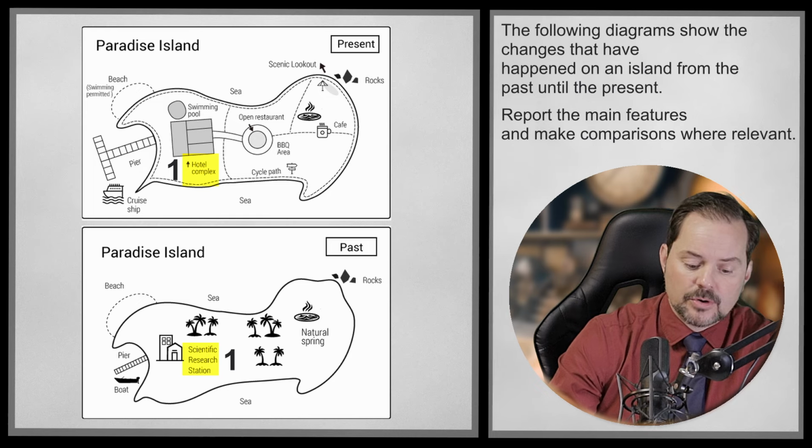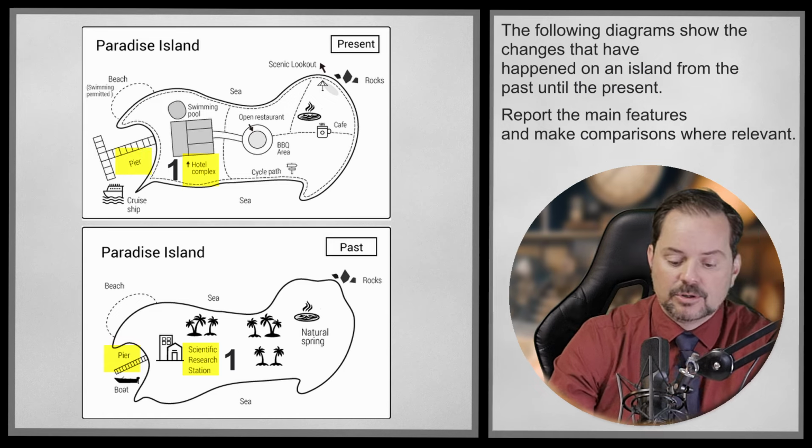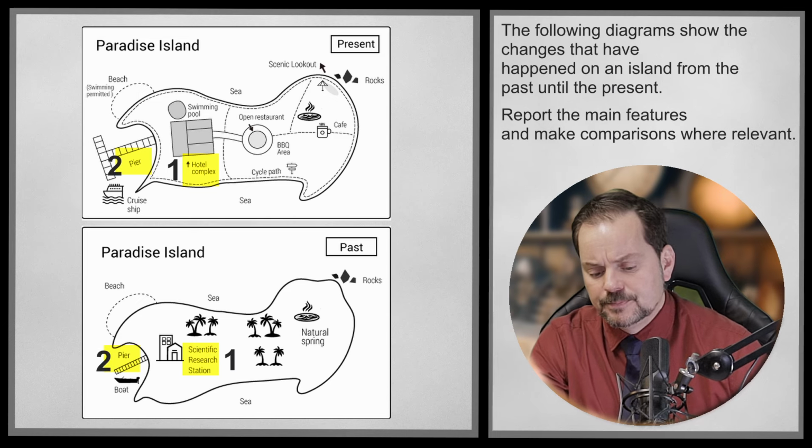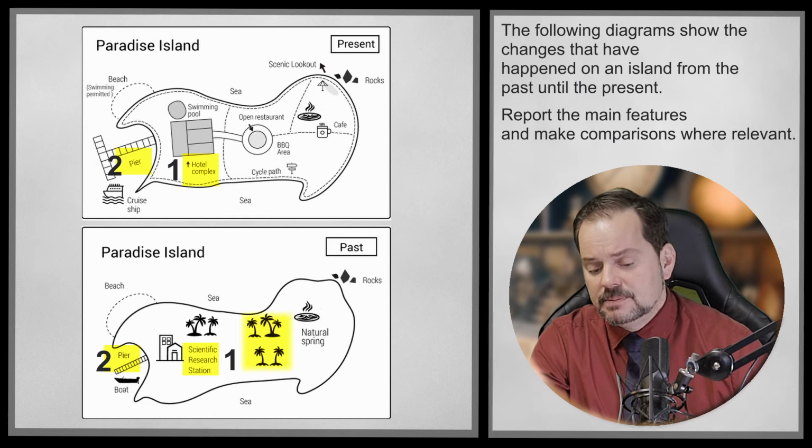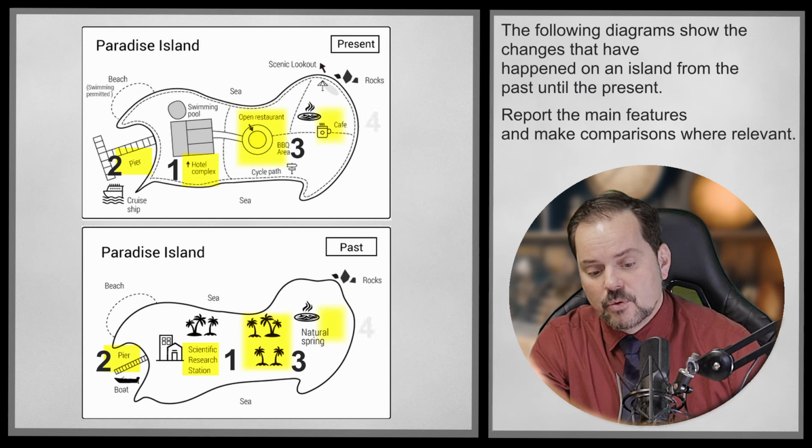Then I also notice that the pier leading to the hotel complex has been greatly developed and cruise ships are now able to dock. So I will label this number 2. Afterwards, moving towards the east, I notice that the palm tree forest has been replaced by an open restaurant and barbecue area. Again, I'm going to label this number 3. The natural spring in the northeastern part of the island has remained the same with the addition of a cafe. I will label this number 4.